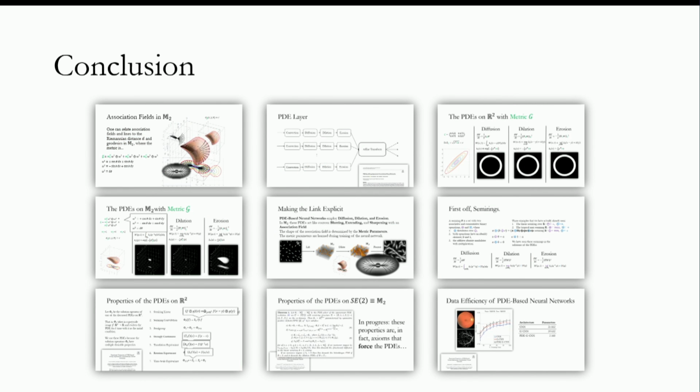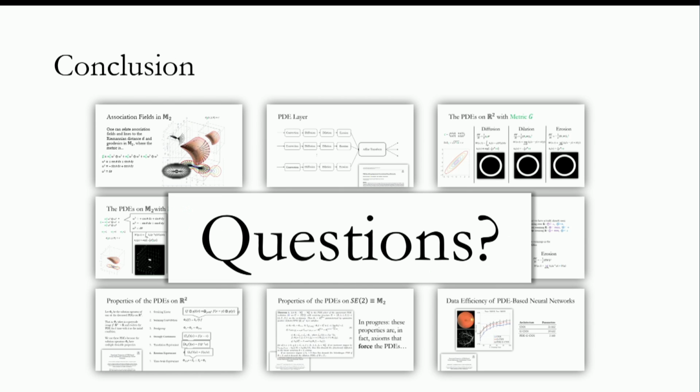All right, so this is the stuff we've seen. We've seen association fields, we've seen PDE-based neural networks, we've seen the PDEs on R2, on M2. I've shown you the link between neurogeometry and PDE-based neural networks. I've shown you what semirings are, the properties of the PDEs on R2, the properties of the PDEs on SE2, and I've shown you the data efficiency and parameter efficiency of PDE-based neural networks. Okay, so that finishes my talk. Any questions?